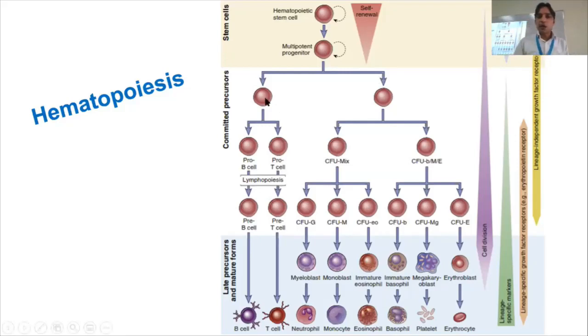Similarly, this path will not produce any of the cells like neutrophil, monocyte, eosinophils, basophils. They will not produce any of those cells. It's a different path. They will only produce the beta and the T cells. That's very important. So a committed cell is the one whose pattern of expression has changed.